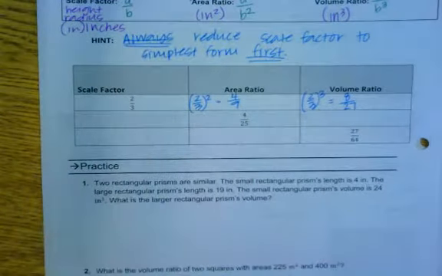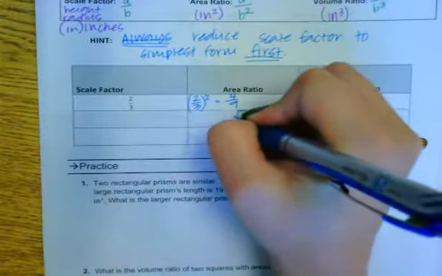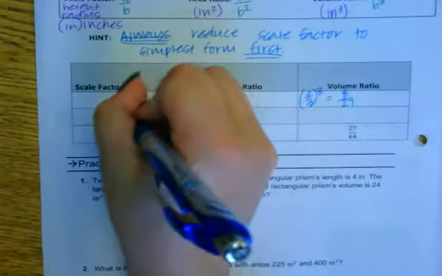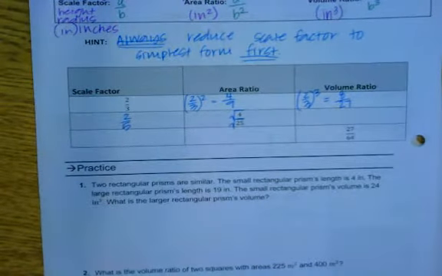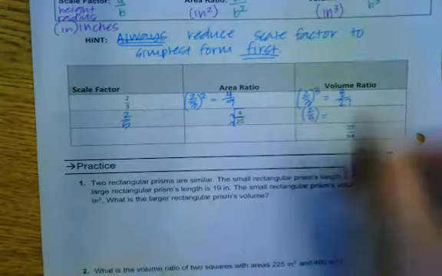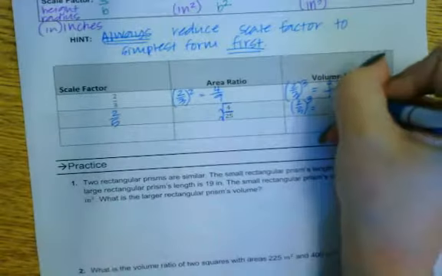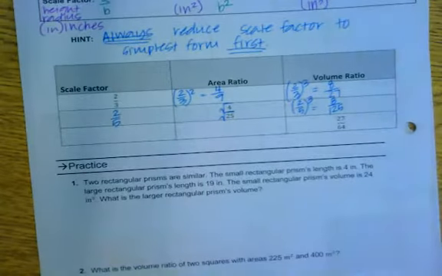Square root. So we're going to take the opposite. What is the square root of 4/25? 2/5. Very good. Okay, how am I going to find the volume ratio? Cube what? 2/5. What is 2 cubed? 8, and 5 cubed is 125. Questions so far?